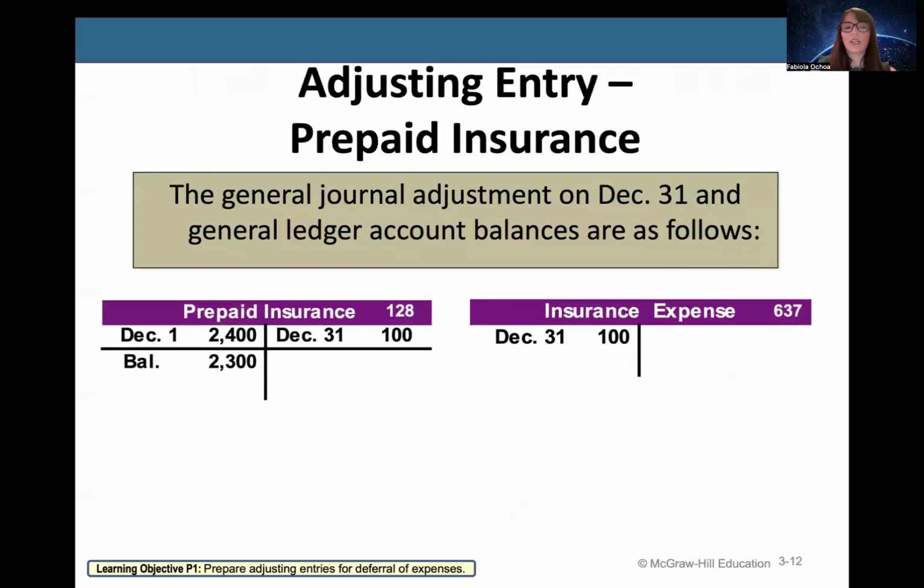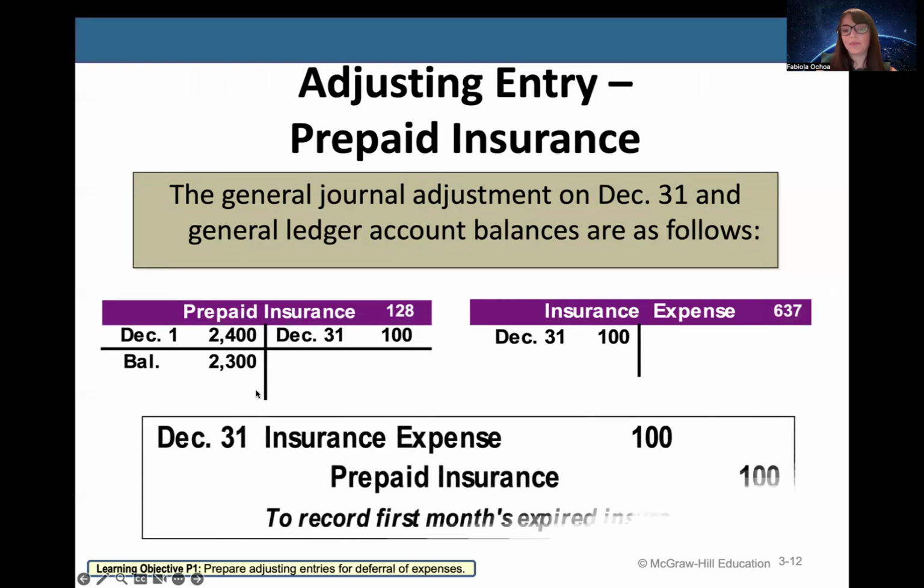So after our adjustments, here are some nice T accounts that show you how we account for things. On December 1st, you started off with 2,400 of prepaid insurance. You used up 100. Now your net balance is 2,300. The journal entry to record this would be to debit insurance expense, which you can see here, we debited insurance expense in our T account. We move that down here. Next, you would credit prepaid insurance to bring the balance down.